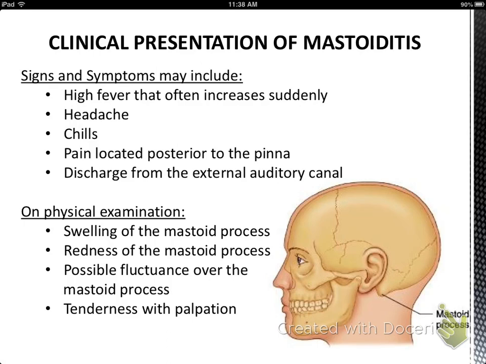With physical examination, the clinician will possibly note swelling of the mastoid process with associated redness. The swelling may be so severe that it actually can cause the ear to protrude and stick out more than the unaffected ear. The clinician may also note fluctuance with palpation over the mastoid process. The area will likely be exquisitely tender.